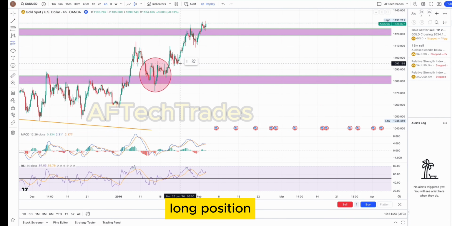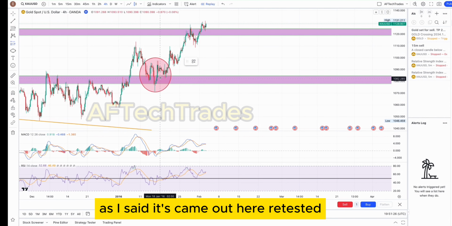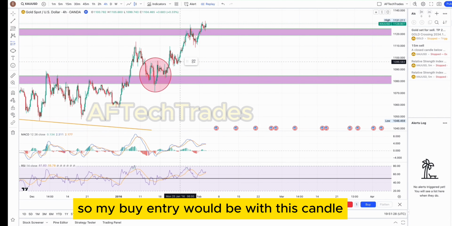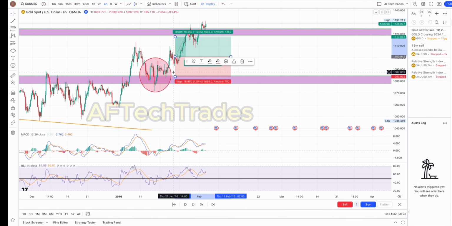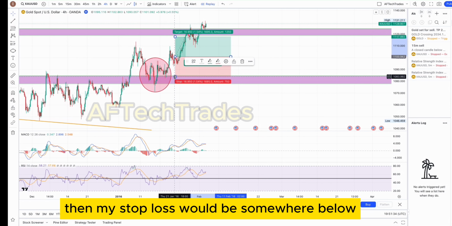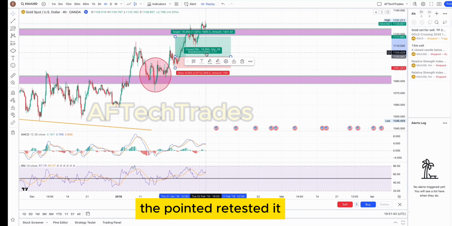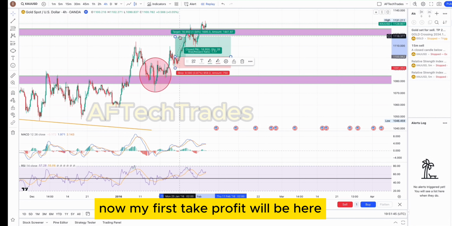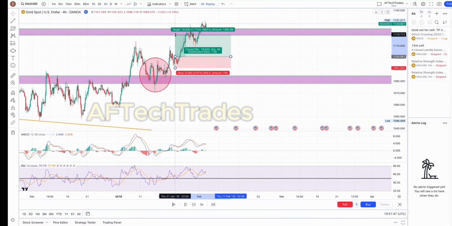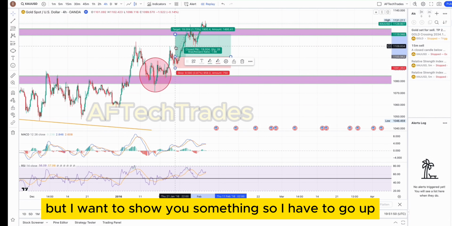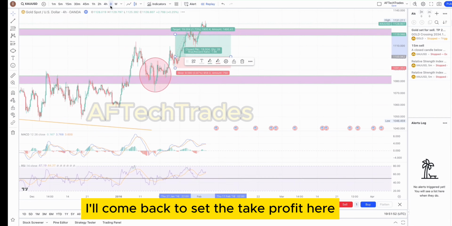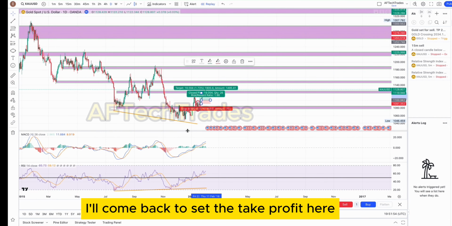Long position, as I said, it came out here, retested. So my buy entry would be with this candle. Then my stop loss would be somewhere below this. No, it will be below this retest, the point where it retested. Now my first take profit will be here, but I want to show you something. So I have to go up. I'll come back to set the take profit here.